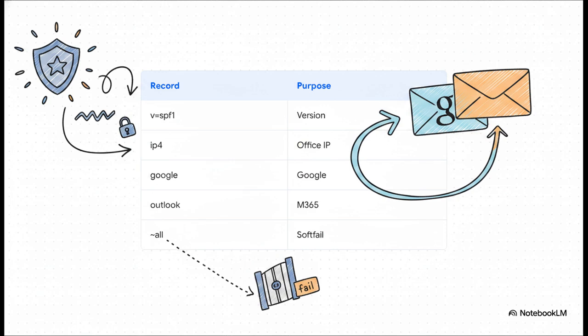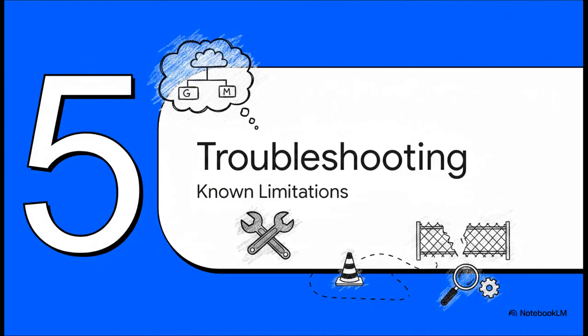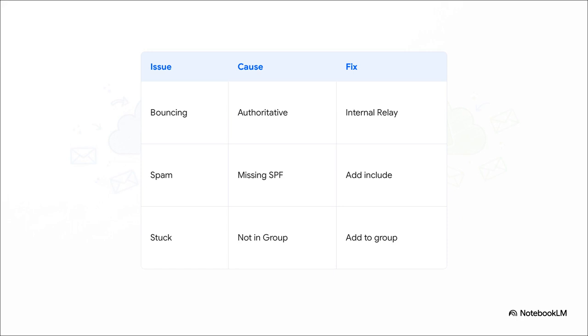By combining both platforms into this one comprehensive record, we guarantee that the rest of the internet actually trusts emails coming from either side of our shared domain. Which takes us to our final part, Section 5, Troubleshooting and Known Limitations. This is your real-world maintenance guide. Look, even the best designed architectures need a little maintenance, so keep these fixes in your back pocket as your ultimate IT survival guide.